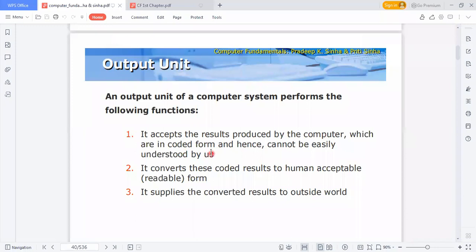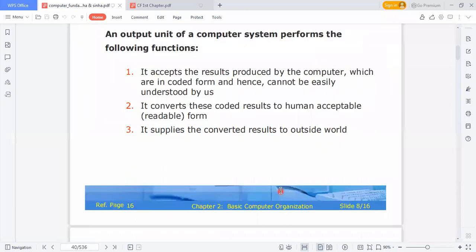That means bit, byte, and megabyte. So the results are in coded form and cannot be easily understood by us. This is why the output unit converts this coded result to a human-acceptable or readable form. So it supplies the converted results to the outside world. That means after collecting the results, we can send them to other media.